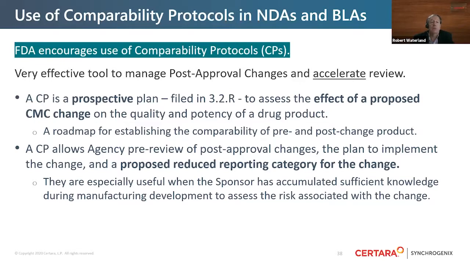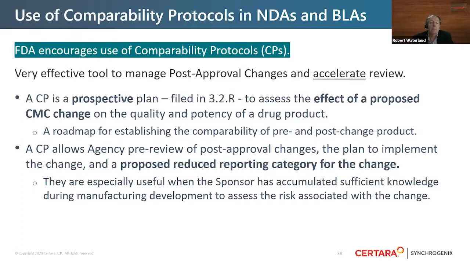What are they used for? They're used to manage post-approval changes. What are they? So comparability protocols, or CPs as they're called. The CP is a document. It's a prospectively written plan that's filed in 3.2R that shows how the effect of a proposed future CMC change will affect the quality and potency of the product. So it's basically a roadmap for doing the comparability of the pre and post-change product.